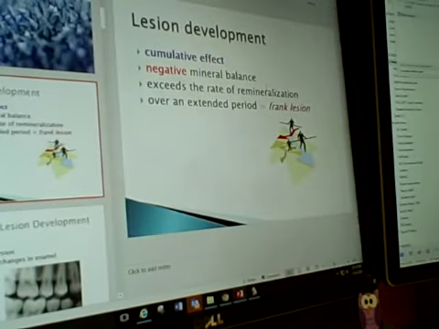Now, with lesion development, there's a cumulative effect. One exposure isn't necessarily going to give you a cavity, but when you constantly have a negative demineralization, a negative mineral balance, a negative calcium and phosphorus balance, and you don't have remineralization at the same time over an extended period, instead of an incipient lesion, which we don't have to do anything about and can sometimes arrest or stop in the outer enamel layer, it becomes a frank lesion or an overt lesion, which is through the DEJ.